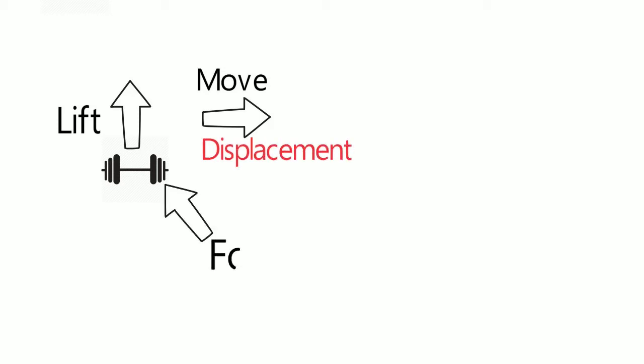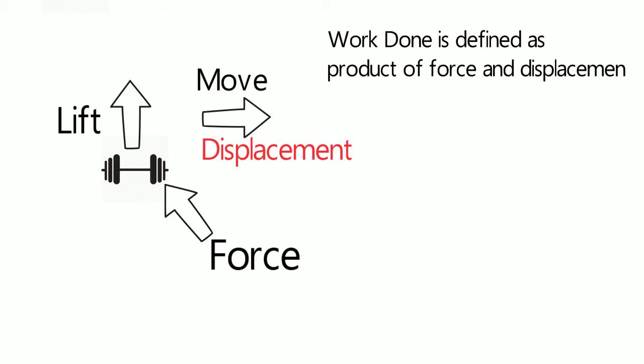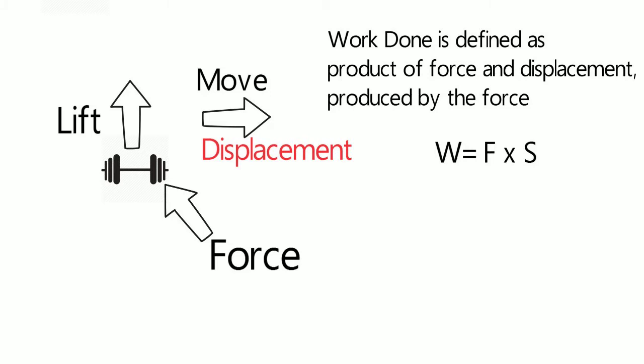The contestant has to move the weight from one place to another. In other words, weights were displaced by applying the force on them. This is the work done on the weights by the contestant. In physics, the work done is defined as the product of force and the displacement produced by the force. W equals F multiplied by S. The unit of work done is joule. Of course, this is the simplest equation of work done, and the equation changes as the situation changes, which we are going to discuss later on.